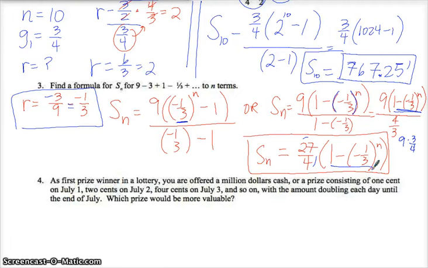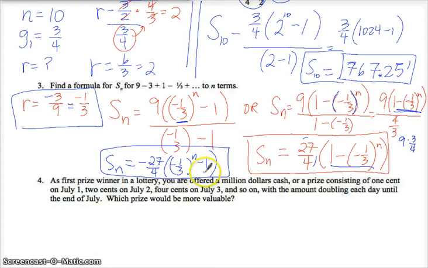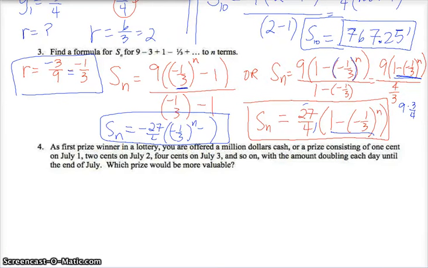Now the same thing would have happened over here, except with it reversed, you would have had a -27/4, right, and then a -1/3 to the nth power minus 1. That was also your option, your second option. So if you had this one, that's fine too. They're both correct. And finally, our last problem, number 4.